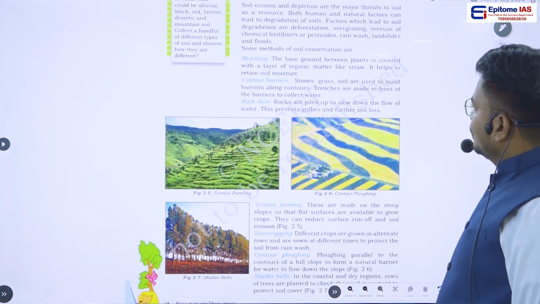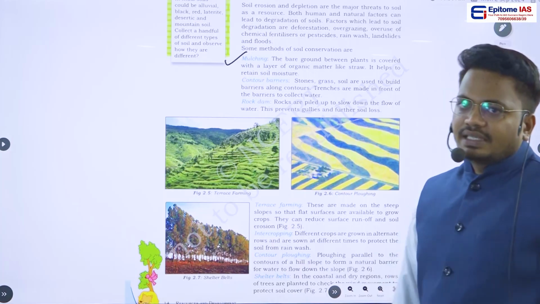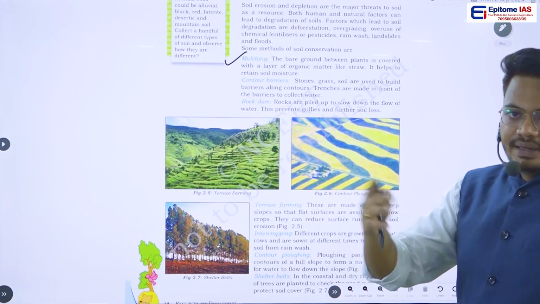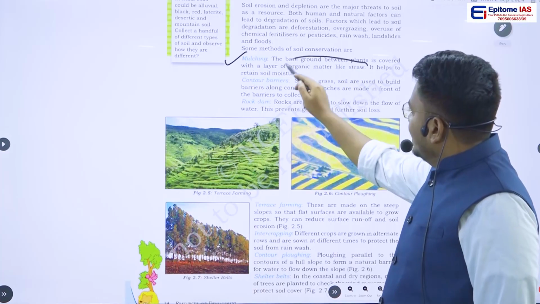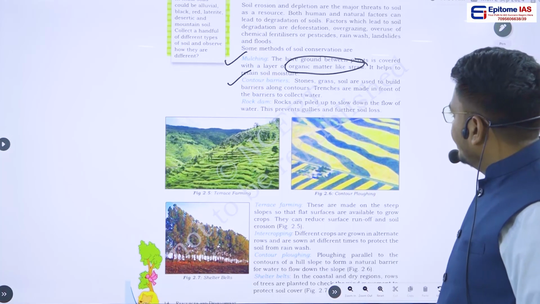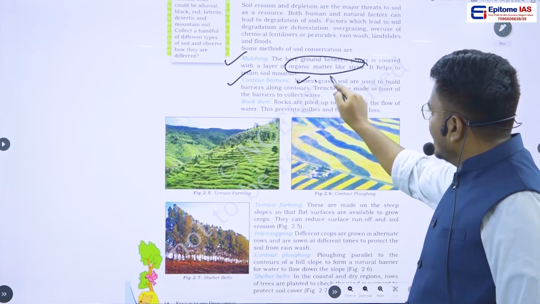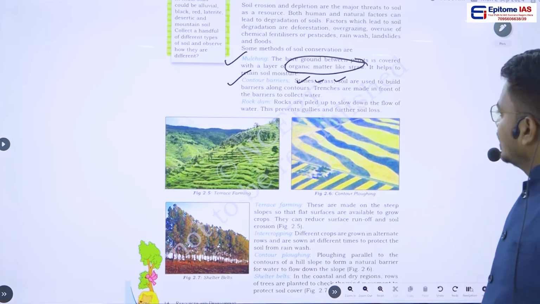Then, what are the measures that should be taken in order to conserve this soil? If you want to conserve this soil, we should start doing mulching. What is meant by mulching? Mulching is nothing but covering the topmost layer with dried leaves or some other organic matter like straw. Then contour barriers are also one of the important measures. In contour barriers, what will we be doing? We will be using stones, grass and soil to build barriers along the contours of the land.